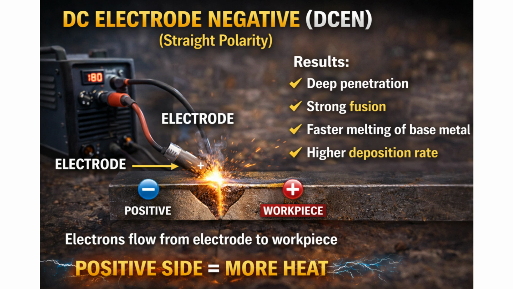Let's start with DCEN, also called straight polarity. Connection: electrode is negative, workpiece is positive. What happens? Electrons flow from the electrode to the workpiece. Since the workpiece is positive, it gets maximum heat. Results: deep penetration, strong fusion, faster melting of base metal, higher deposition rate.